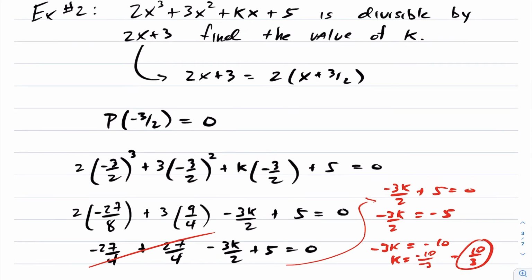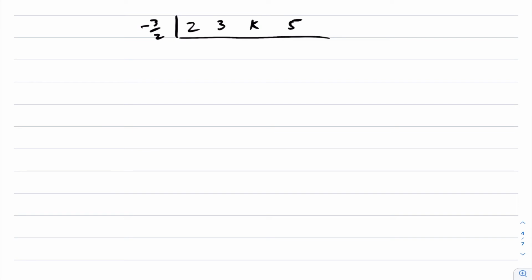So this is one way you can go about solving this type of problem using our remainder theorem. It's a fairly direct application. Let me show you another way we could have approached this problem using synthetic division. If you aren't familiar with synthetic division or you need a refresher, I'll link that lesson in the top right-hand corner, but the idea is you write down the coefficients of your polynomial, so we had 2x cubed plus 3x squared plus kx plus 5, and then the root of that divisor, in this case minus 3 halves, you put here.